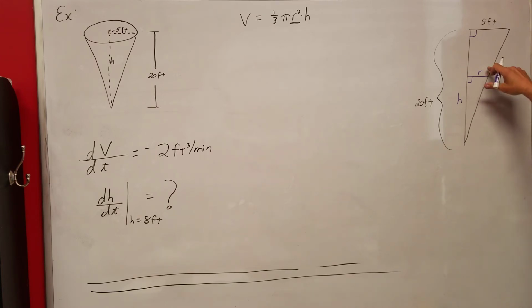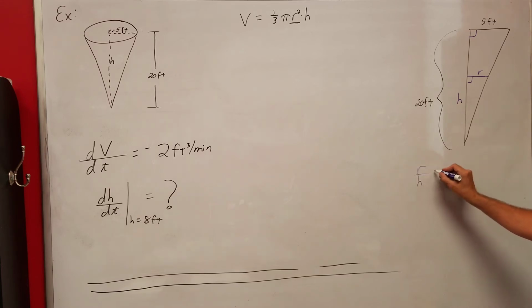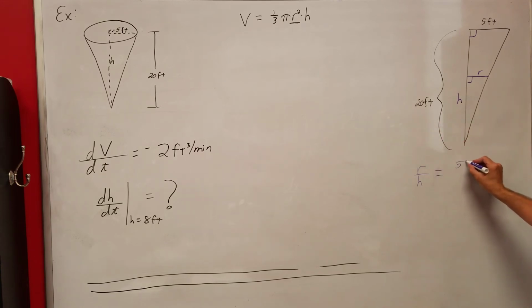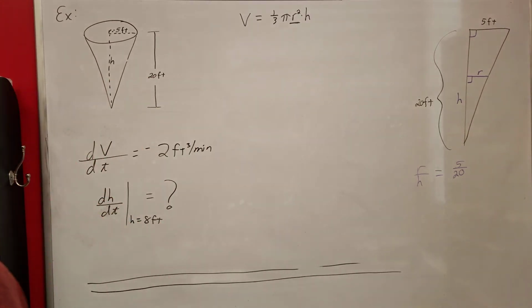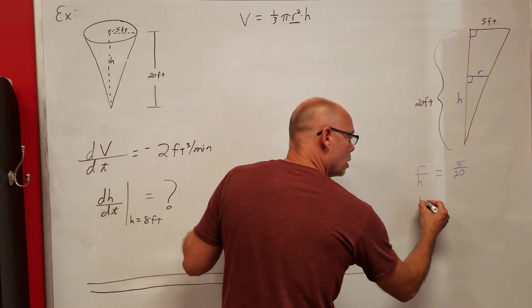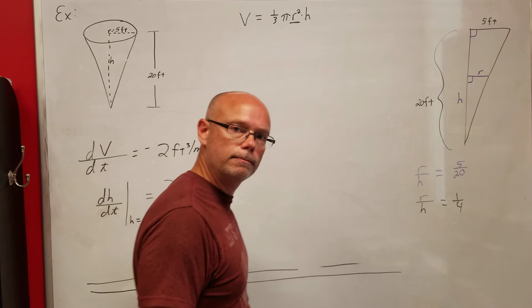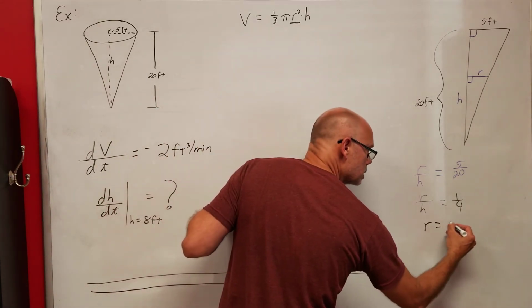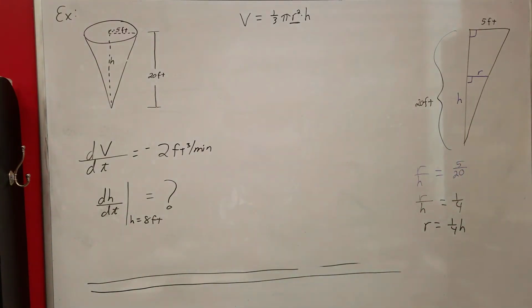What does that mean? That means radius over height of the small triangle is equal to radius over height of the big triangle. Well, that's r over h is equal to 1 over 4 if I simplify. And if I multiply both sides by h, I'll get r is equal to 1/4 times h.